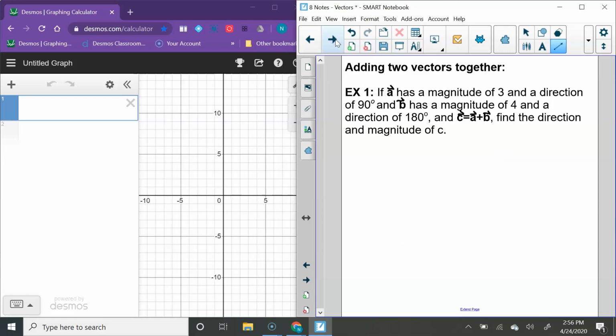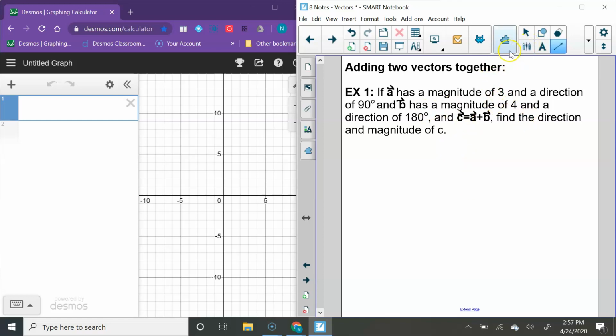So A has a magnitude of 3 in a direction of 90 degrees, and B has a magnitude of 4 in a direction of 180 degrees. So we need to find A plus B, or we're finding C. C equals A plus B, and so we're finding C. Now, these little arrows that I've drawn over the A, that's the symbol that's used for vector. You can't type it on this particular program, so it doesn't look very good, but it's kind of like an arrow that's been cut in half.